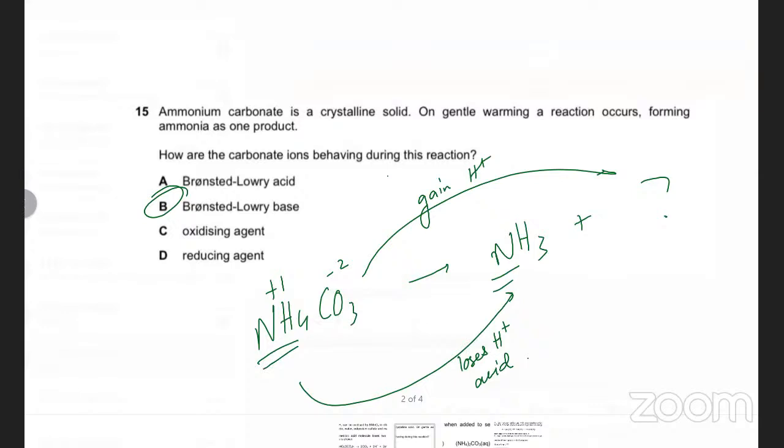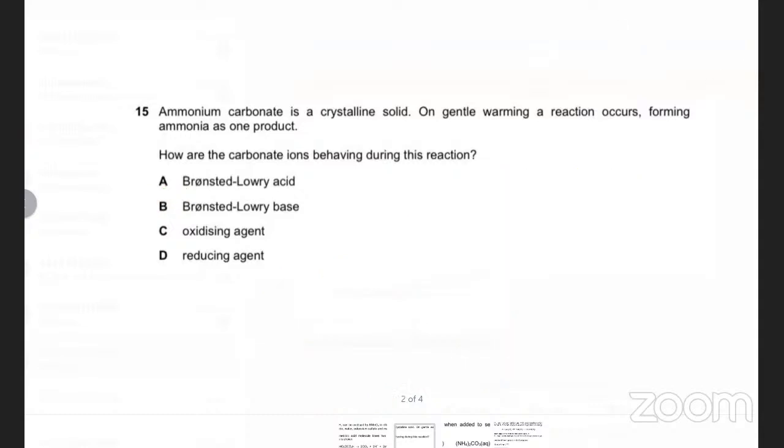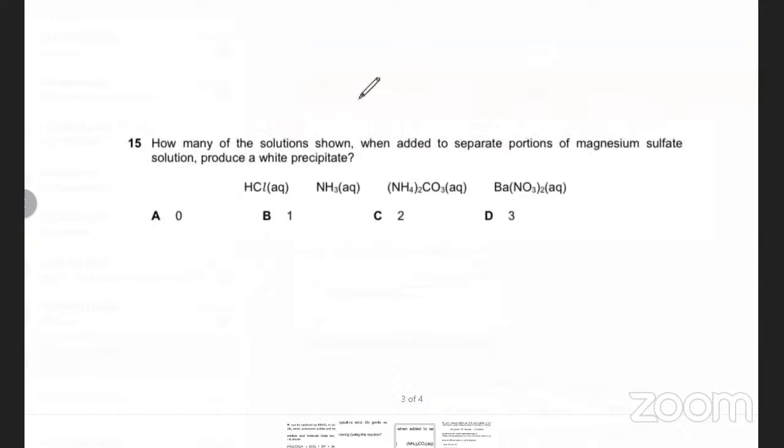So the next one: how many of the solutions shown, when added to separate portions of magnesium sulfate, produce a white precipitate? Now that's again about tests for cations, right? Will HCl form a precipitate with magnesium sulfate? Do they form something that is insoluble? No. So this won't. No precipitation would happen because no combination of ions will produce anything insoluble.